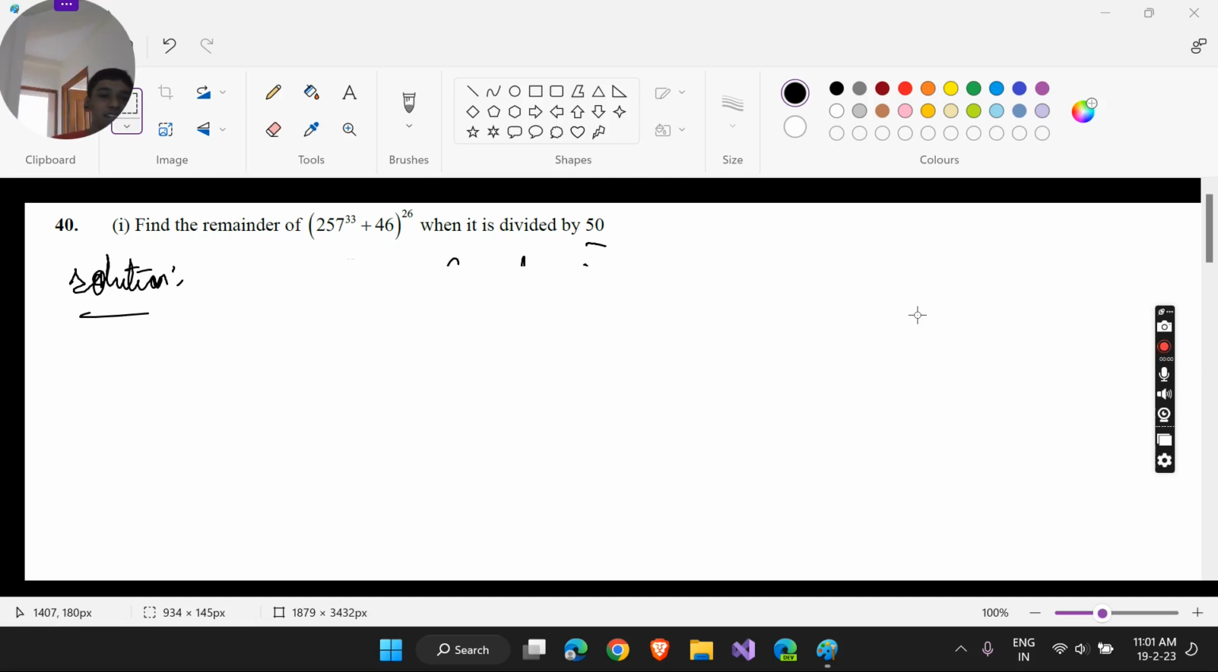Hi guys, here is an interesting number theory problem. Let's read the problem. Find the remainder of 257 to the power of 33 plus 46 whole power 26 when it is divided by 50.